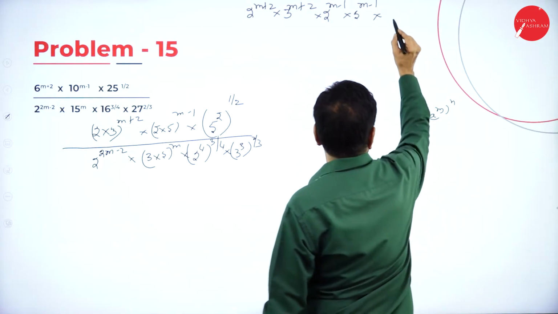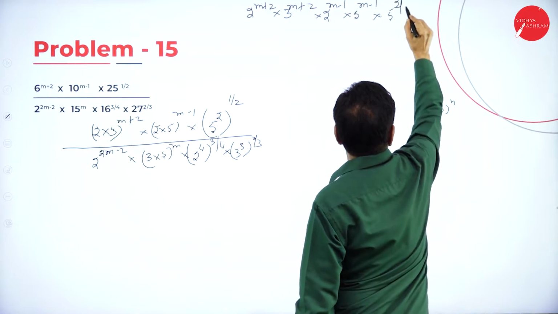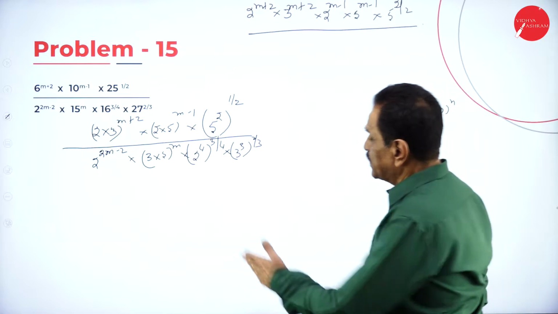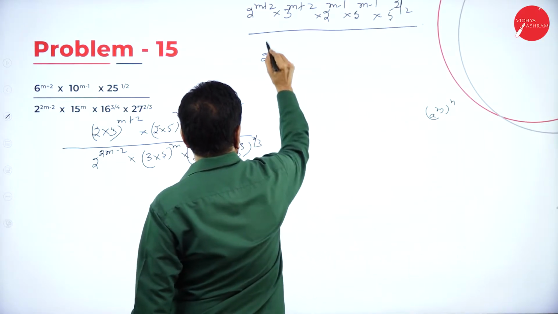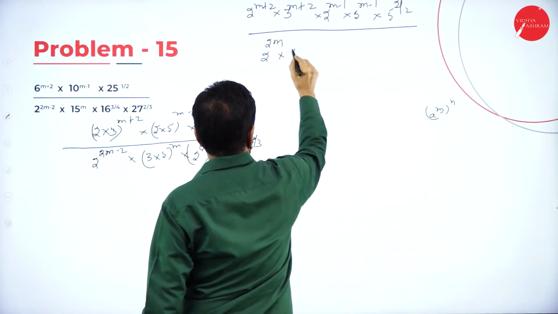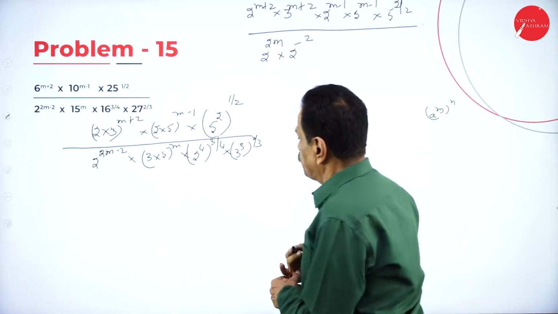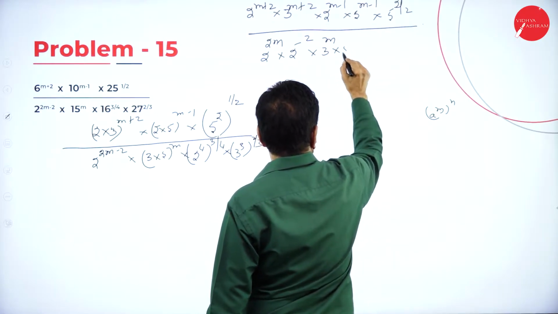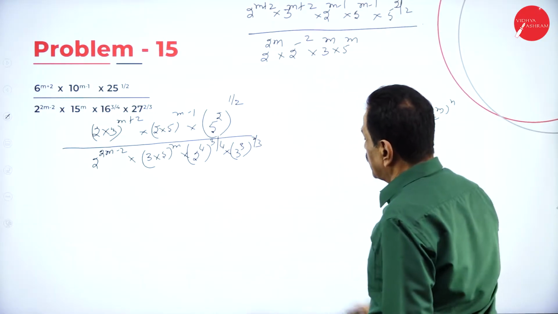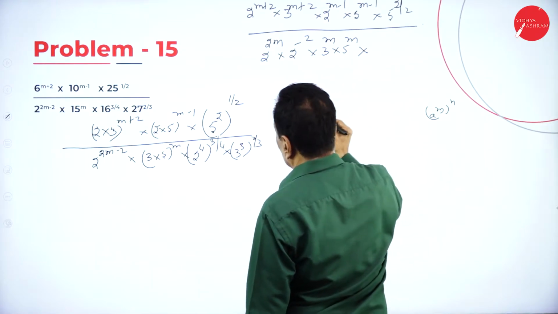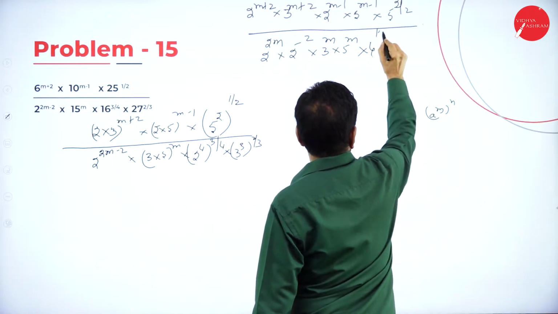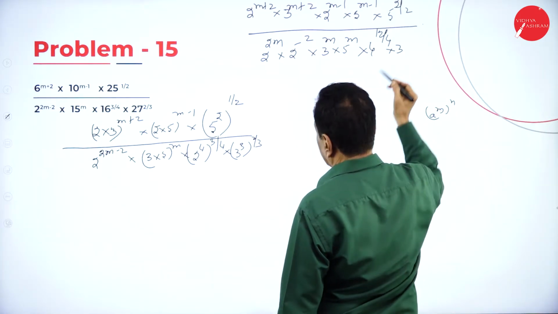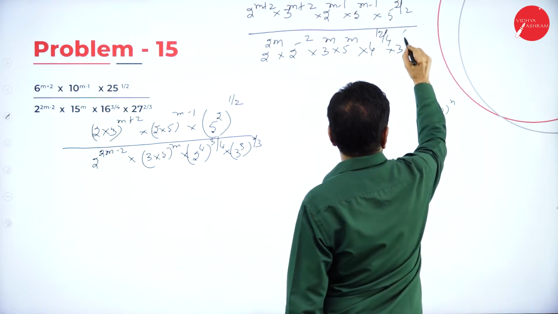This is 5 to the power of 2 by 2, divided by 2 to the power of 2m into 2 to the power of minus 2. This can be written as 3 to the power of m into 5 to the power of m. This can be written as 4 into 12 divided by 4. Then this can be written as 3 into 6 divided by 3.